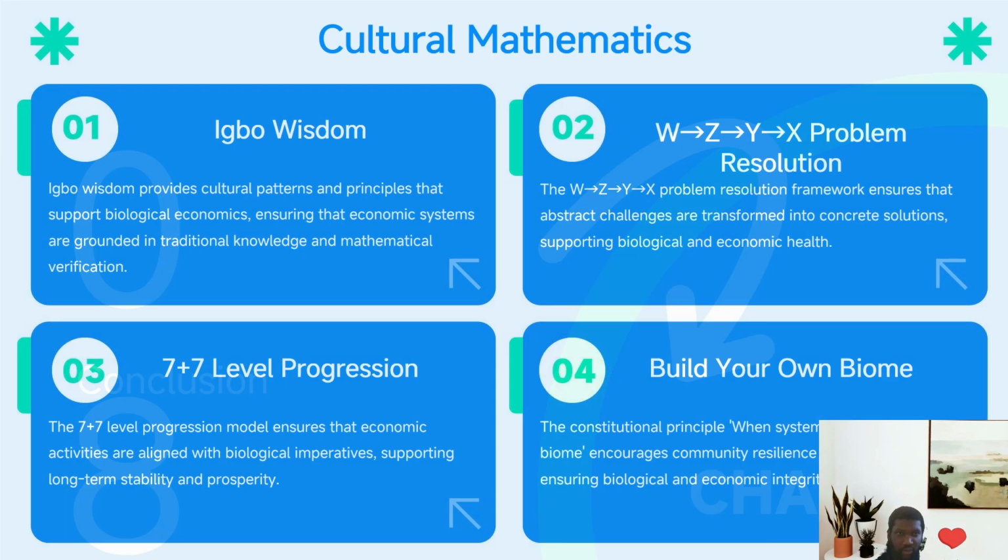Conclusion: Igbo wisdom. Basically, Igbo wisdom provides a cultural pattern and support of biological knowledge, ensuring the economic systems are grounded in traditional knowledge and mathematical verification. Which is just my level of knowledge of economics, from philosophy.